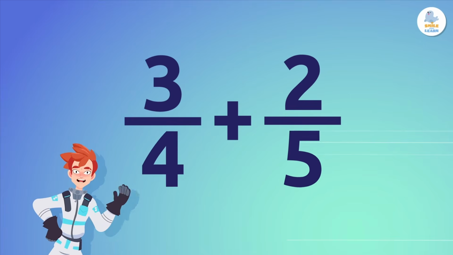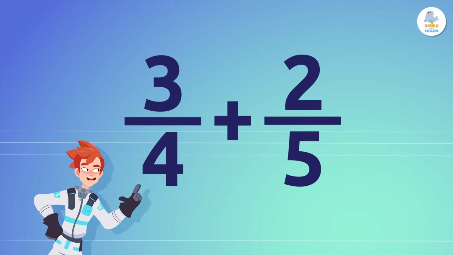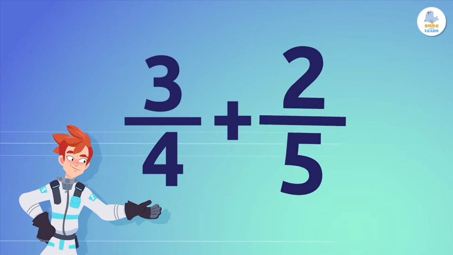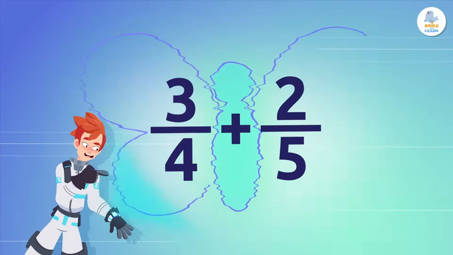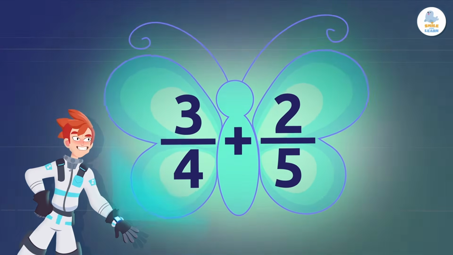Let's learn how to add fractions with different denominators using the butterfly method. We'll try this problem. 3/4 plus 2/5. First, let's draw the butterfly's wings and antennae to cross multiply.